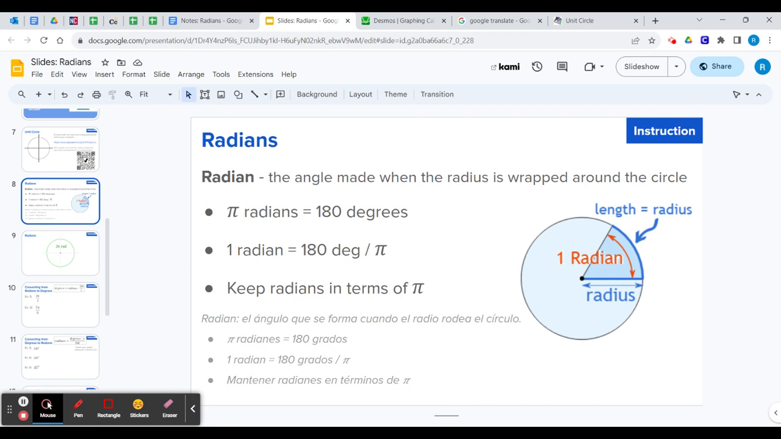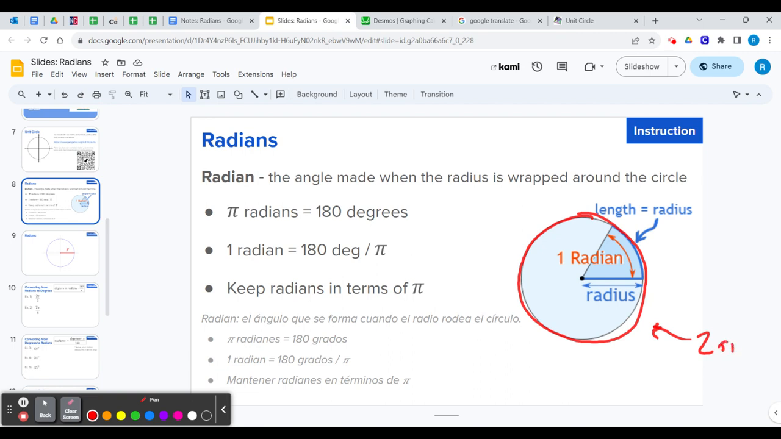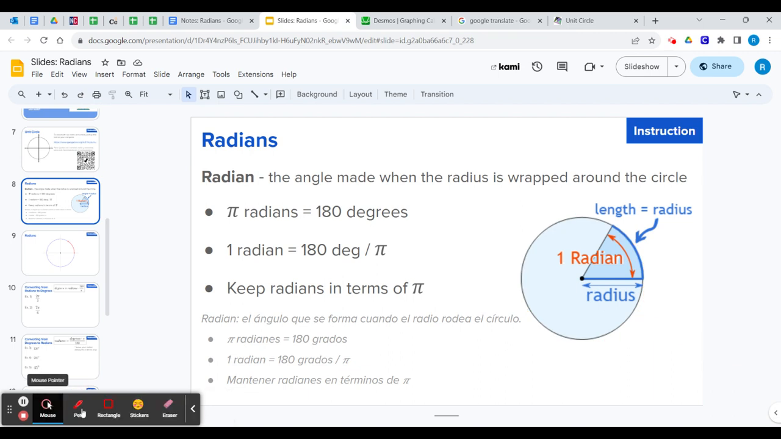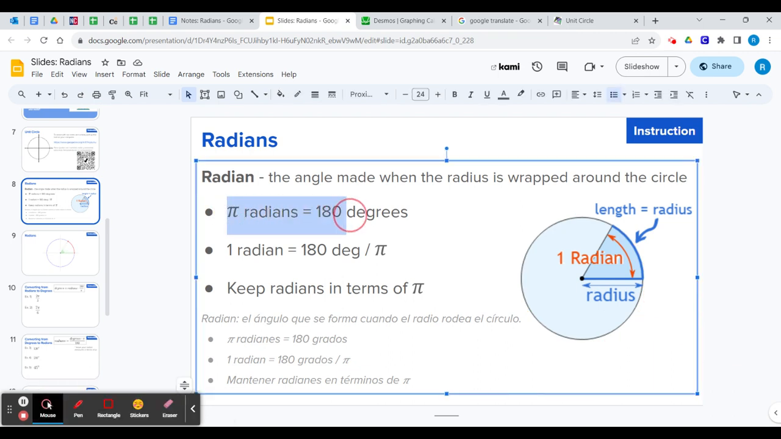But basically what that means is since the circumference of our circle is 2 pi r, that is equal to 2 times pi times r. Our radians are usually going to be in terms of pi. So we have pi radians equals 180 degrees. That'll get us halfway around our circle.